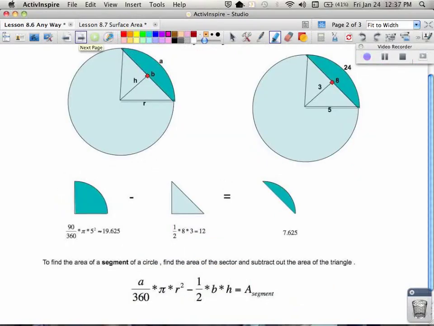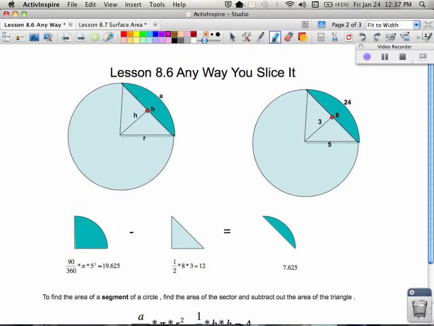In our next slide here, we're going to find something called the area of the segment. Now, the area of the segment is telling us we're going to find the area of the sector, which we just did on the previous slide, and then subtract out the area of the triangle.